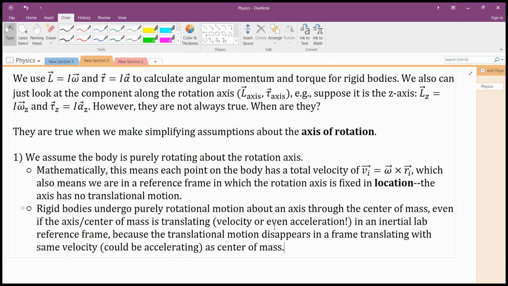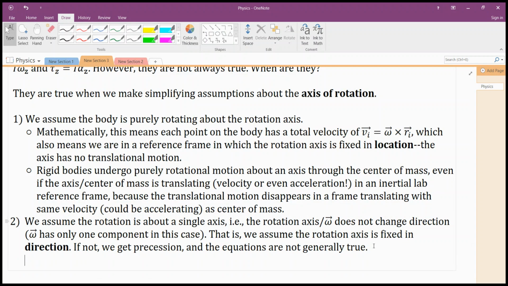It must be fixed in location in the reference frame that we are interested in, but relative to another reference frame, it could move. And if the axis is through the center of mass, it could be accelerating relative to another reference frame. Or in other words, if the axis of rotation is through the center of mass, then the reference frame that moves with the center of mass may be non-inertial, and the body will still be purely rotating about the center of mass, so L equals I omega and torque equals I alpha are true.